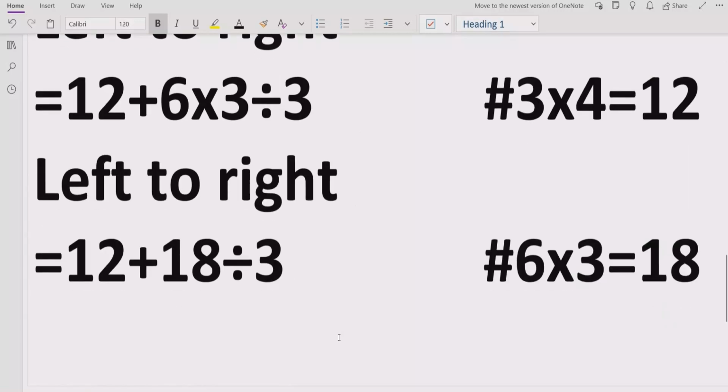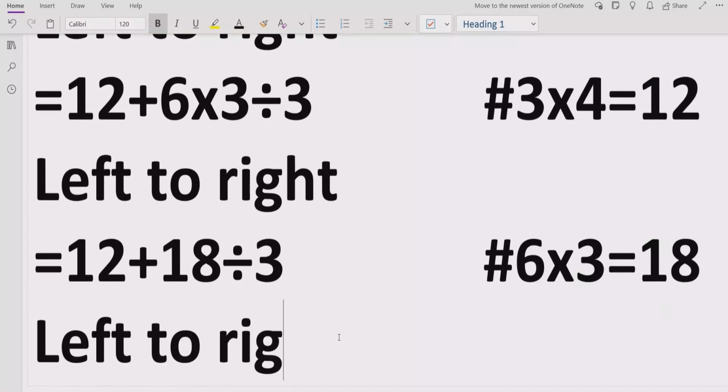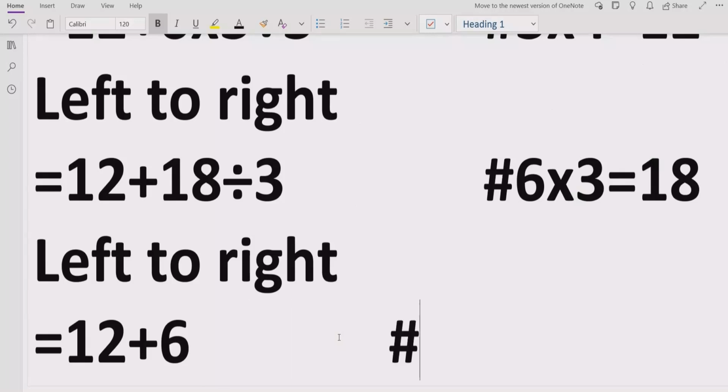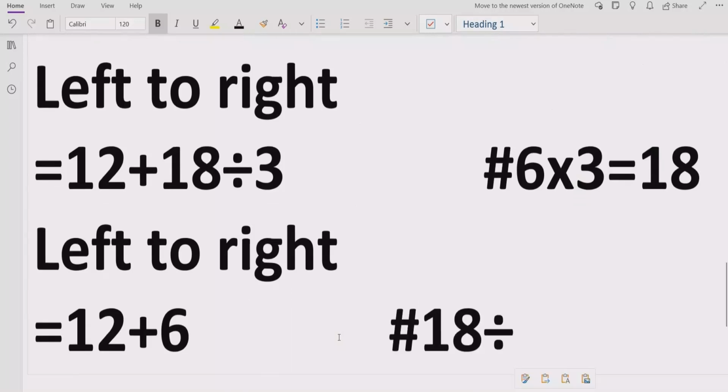Now we have one more division sign. So we have to follow the same step. Like we will have to go left to right and find out what is coming first. Now we have 18 divided by 3, which is equal to 6. And here we have to give again reference 6.